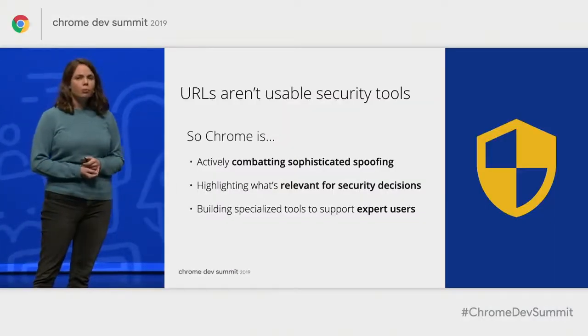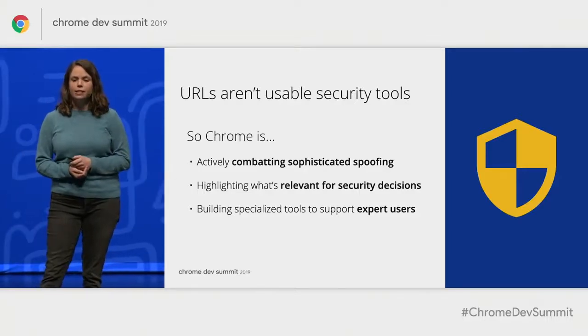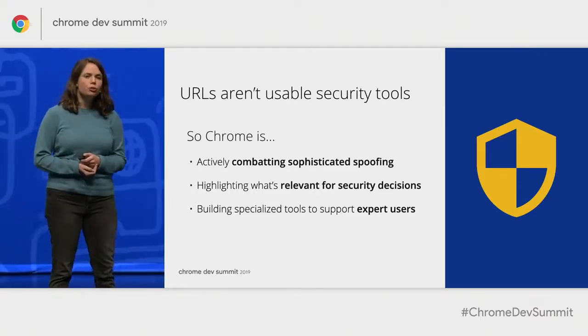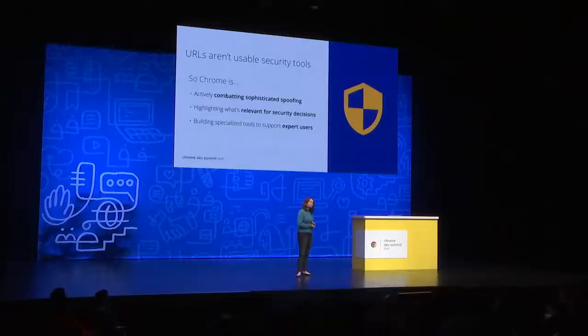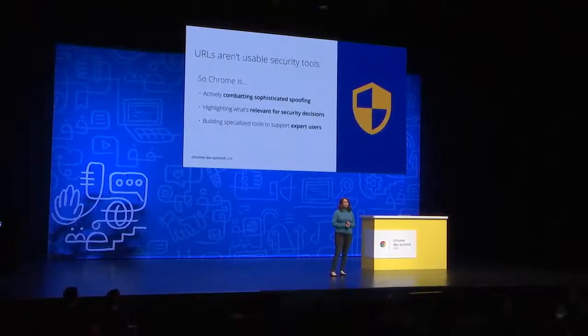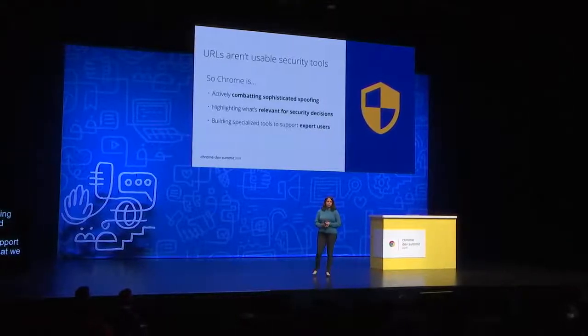We're approaching this problem from a few angles. First, we're actively combating sophisticated spoofing techniques that abuse URLs to create unusually deceptive attacks. Second, we're trying to draw people's attention to the information in URLs that's most relevant for making security decisions. And finally, we're building specialized tools to support expert use cases so that we can help make URLs better security tools without interfering with experts' workflows.